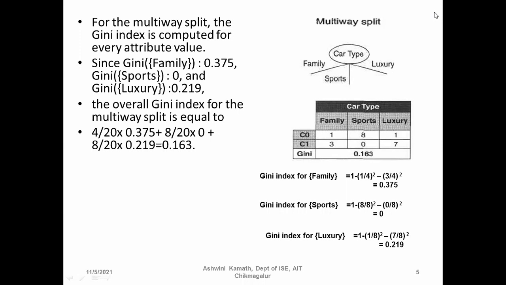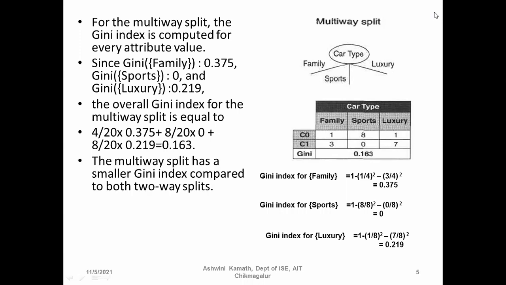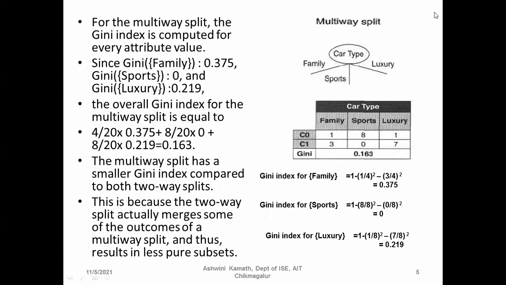Again, this is lesser than that. The multi-way split has a smaller Gini index compared to both two-way splits. Two-way split means your binary split. This is because the two-way split actually merges some of the outcomes of a multi-way split and thus results in less pure subsets. Here we have all the pure subsets, so we'll get less Gini index. When we have got the lesser Gini index, we have to consider that split.